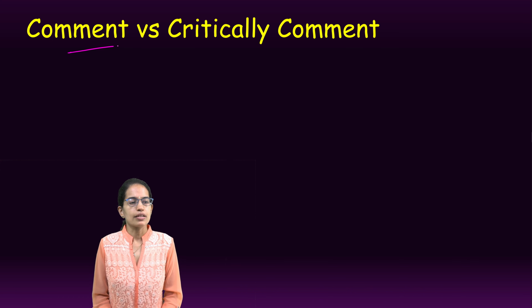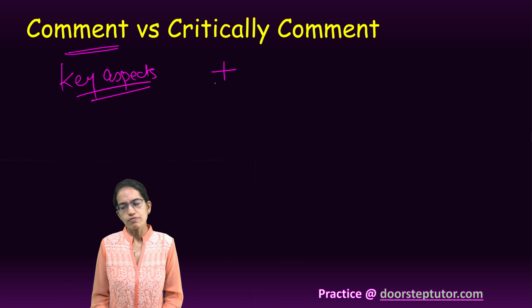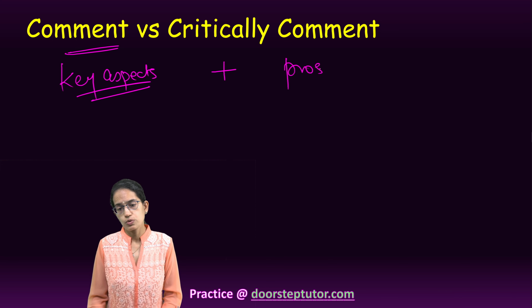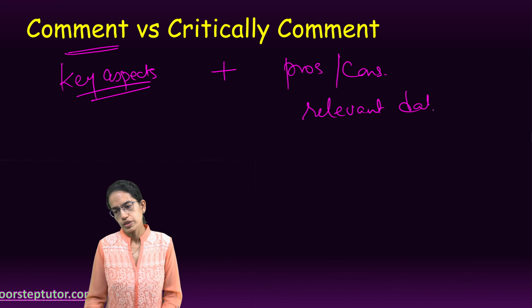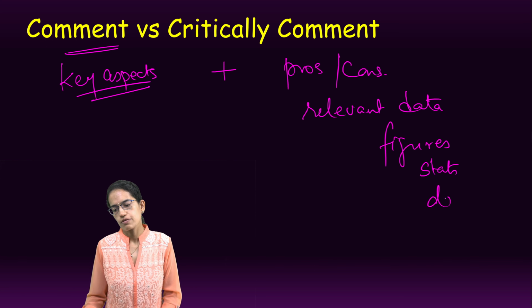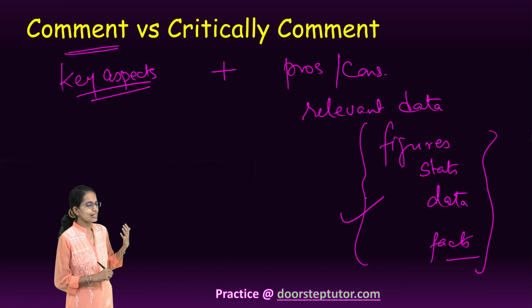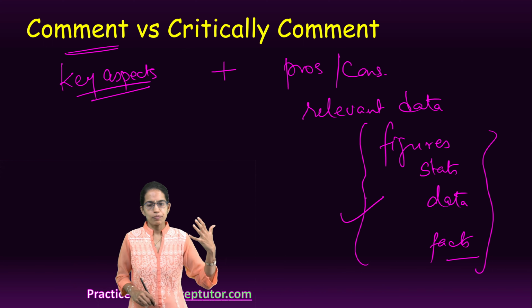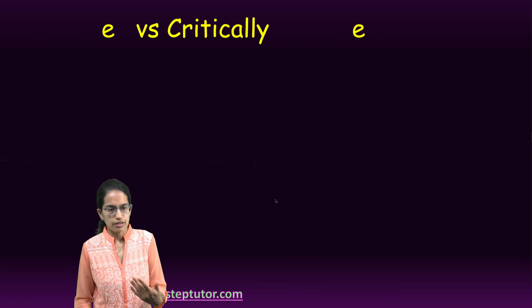Now when it is comment, you have to bring in the key aspects of everything, right? So that's a very basic thing. But when it is critically comment, on top of these key aspects, you have to include the pros and the cons, the relevant data that can be brought for the question. It could be in the form of figures, statistics, data, or facts. But in some way you have to substantiate your answer to critically comment. You can actually critically comment or bring down the pros and the cons only when you have solid base information based on which you can give your findings.